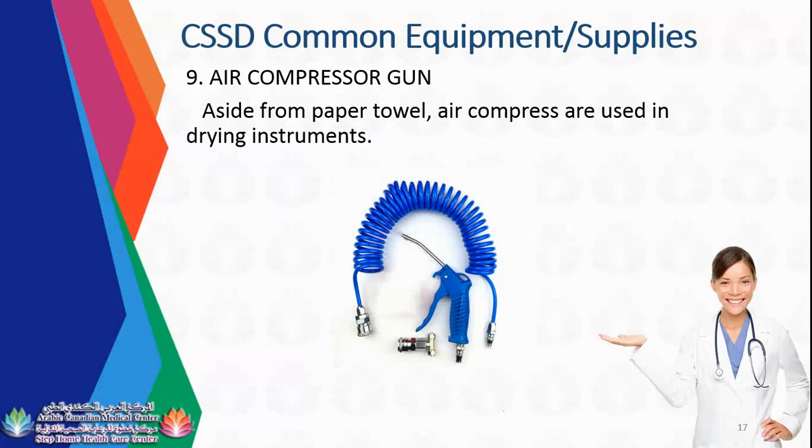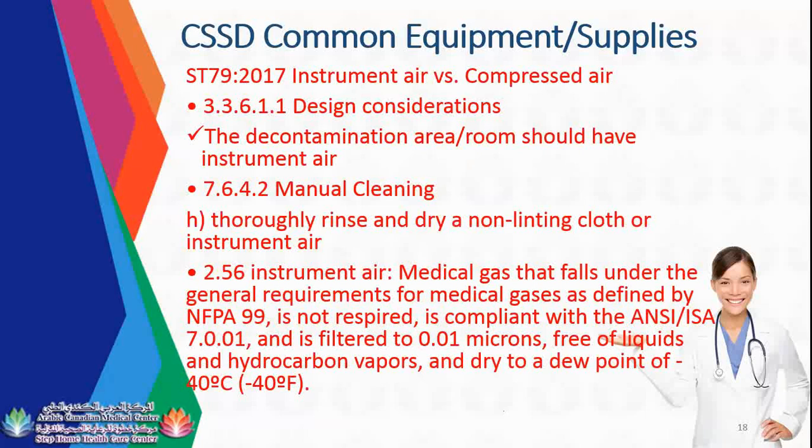So the difference, guys, of compressed air versus instrument air is that before, the compressed air coming out from the compressed air is not regulated, which means you don't know if the air contains some viruses or bacteria. Now, they mandated it to have the instrument air, which is, there is a specific filter for the air coming out to the gun.